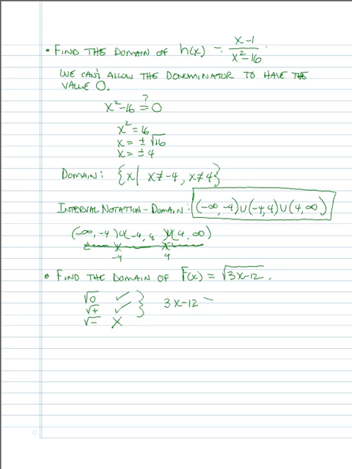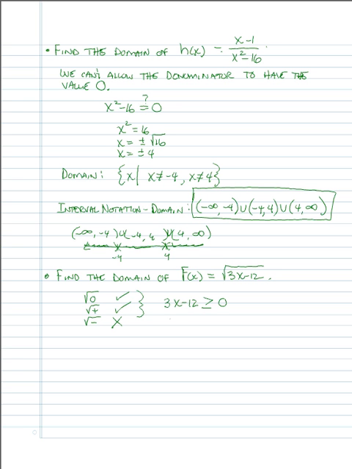Now, the way we say positive is we say greater than 0. That's positive. And if we say 0, that's equal to 0. So all we're doing is making sure that what's under the radical, 3x minus 12, is greater than or equal to 0, meaning it's either 0 or positive. And so we simply solve this inequality.